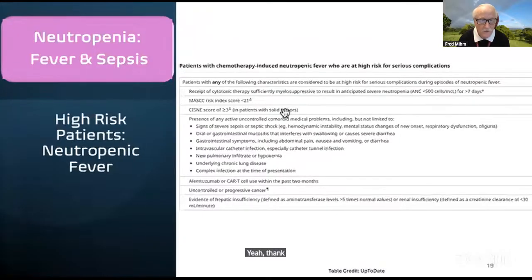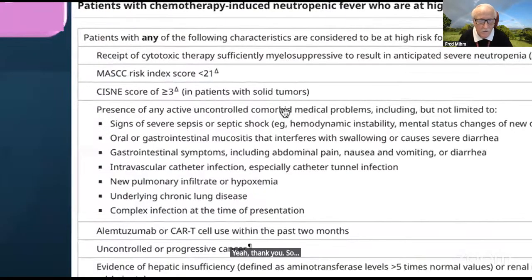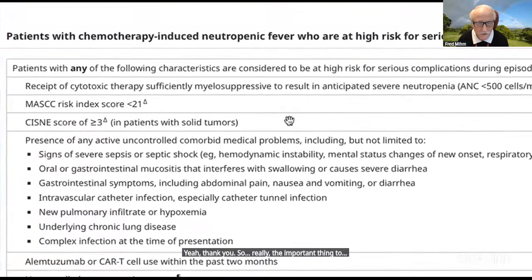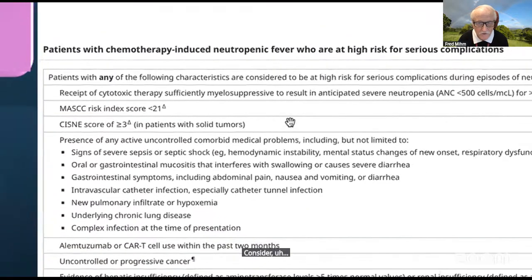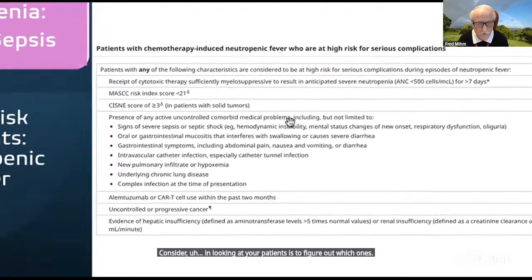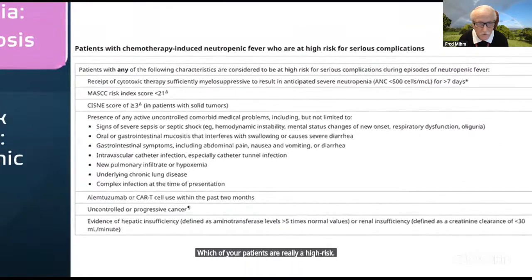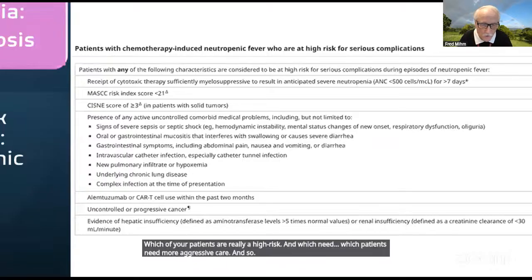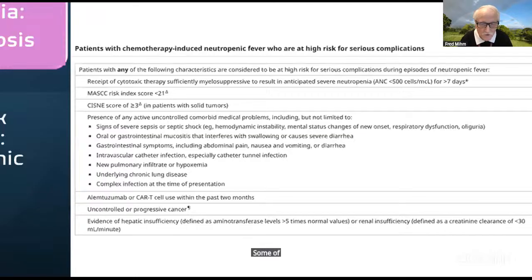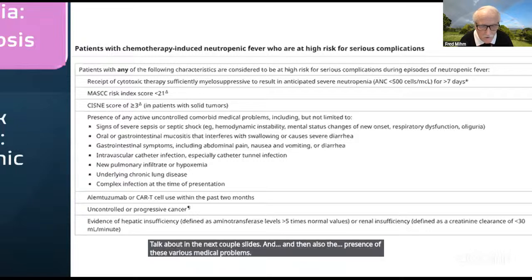Yeah, thank you. So really the important thing to consider in looking at your patients is to figure out which of your patients are really high risk and which patients need more aggressive care. And so this slide is just showing you some of the indicators of high risk. You can see there's a couple of scores there, which I will talk about in the next couple of slides. And then also the presence of these various medical problems. And you can see them listed here.